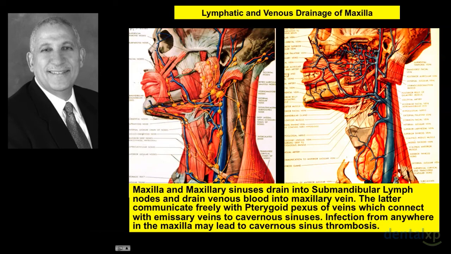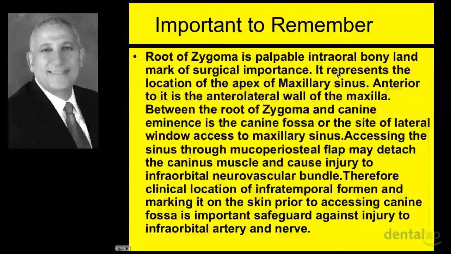Also, from the upper lip, you can drain into the facial vein, and then the deep facial vein communicates with the pterygoid plexus of veins, and the same thing can happen. So any infection of the upper lip or the buccal gingiva can drain into the facial vein, deep facial vein, pterygoid plexus of veins, emissary veins to the cavernous sinus. So we have to be aware of this as a possible complication from surgery on that maxilla, our organ that we're dealing with. So in closing, I want you to remember the following.